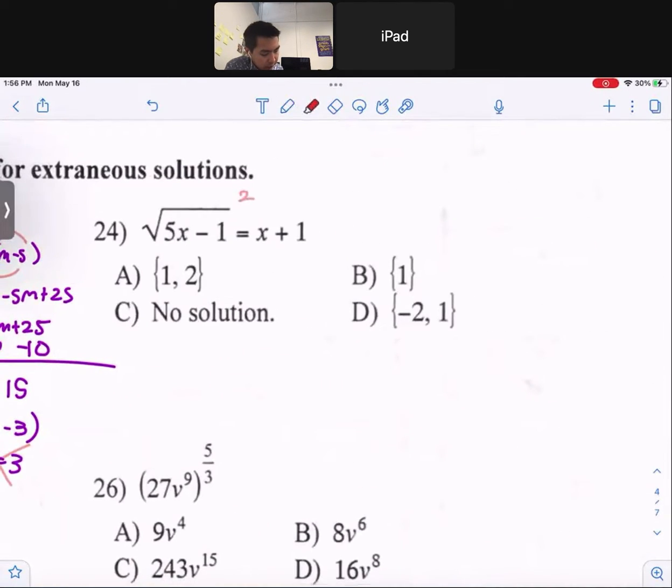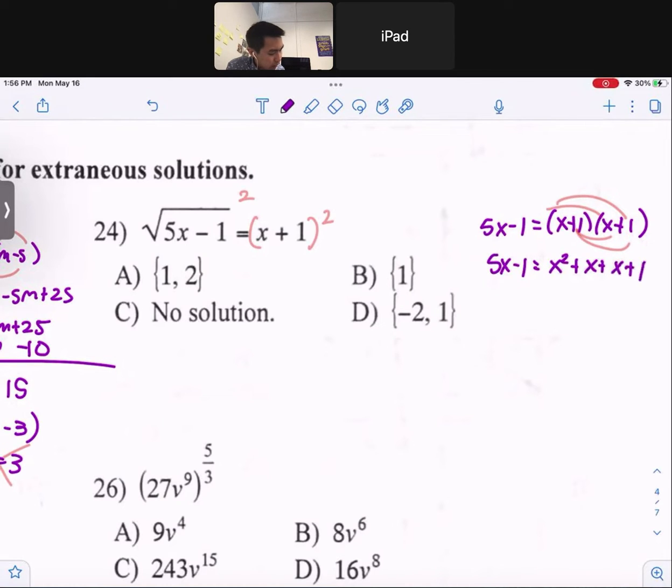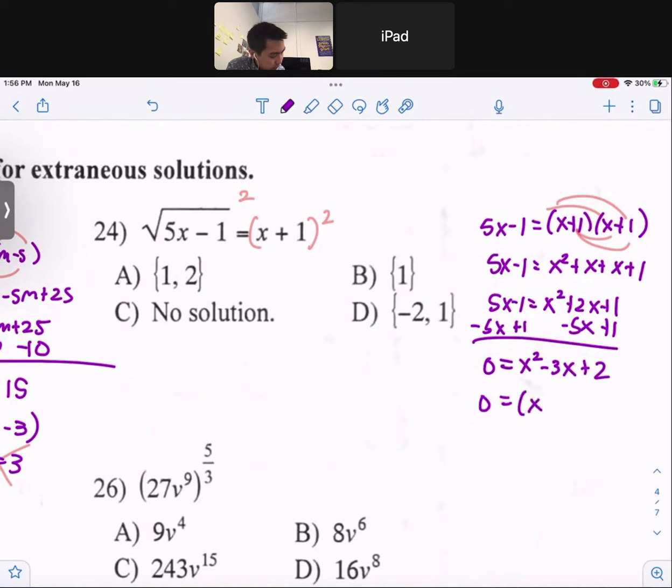24. Again, you guys raise both sides to the second power. 5x minus 1 equals x plus 1 times itself. Double distribute. 5x minus 1 equals x squared plus x plus x plus 1. 5x minus 1 equals x squared plus 2x plus 1. Set the whole equation equal to 0, so I'm going to move everything to the right hand side. So we get that. Factor this to get x minus 2 and x minus 1 using the x method, and x equals 2 and x equals 1.